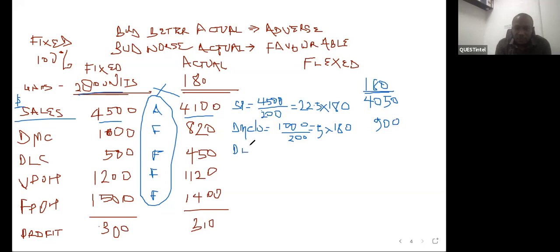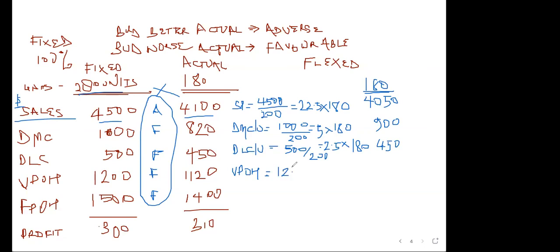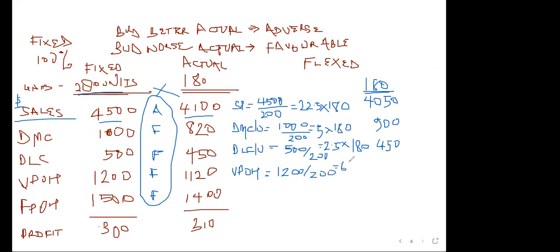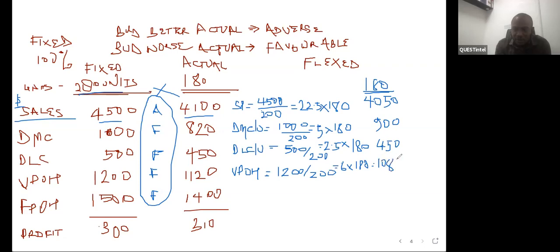Then our direct labor cost: 500 over 200 is 2.5 per unit, times 180, that's exactly 450, half of 900. Then variable production overhead, same thing: 1,200 divided by 200 is 6, so 6 times 180 is 1,080. And then our fixed production overhead.